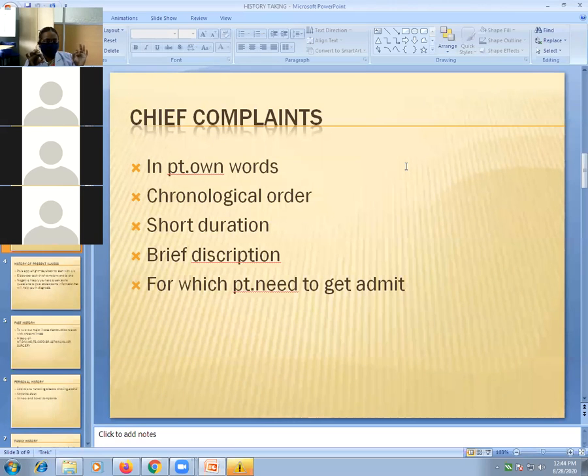So breathlessness is 10 to 15 days, gradually progressing, or whether it is sudden onset. Sometimes breathlessness is sudden onset, like in heart failure, in left ventricular failure. In pulmonary embolism, breathlessness is also sudden onset. So whether it is sudden onset or gradually progressing over days. Then grade of breathlessness, there are 4 grades of breathlessness.